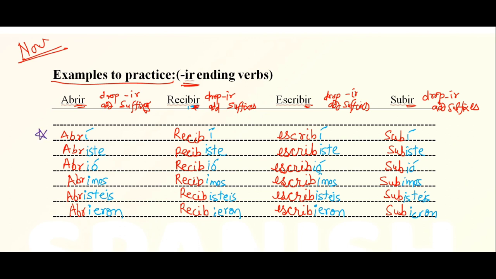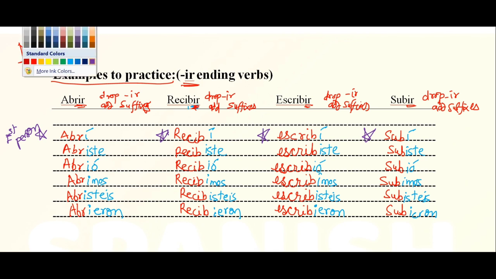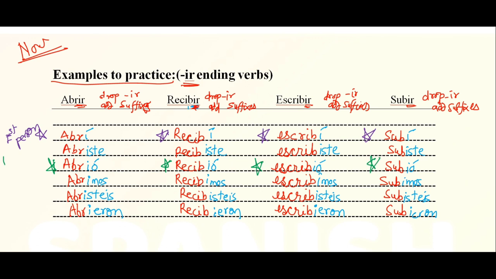These were four extra verbs to practice IR ending. You can see abrí, recibí, escribí, subí. First person singular, where we have an accent on I. Second thing, we can see third person singular, abrió, recibió, escribió, subió, with an accent. Or we can say third person singular, we have to put an accent on O. That's it.